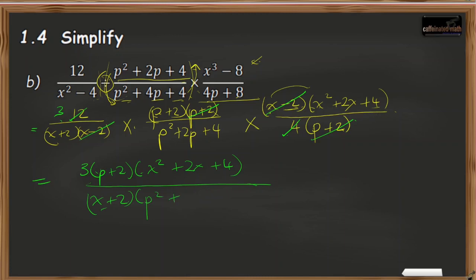p squared plus 2p plus 4, and then the mark allocation goes along with most of the marks for factoring, as well as the reciprocation.